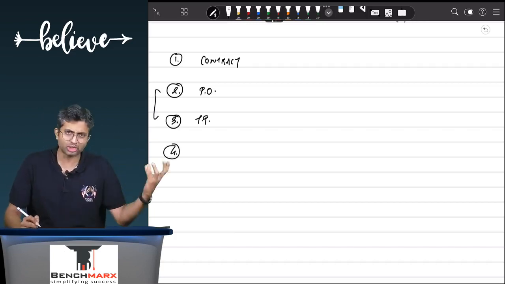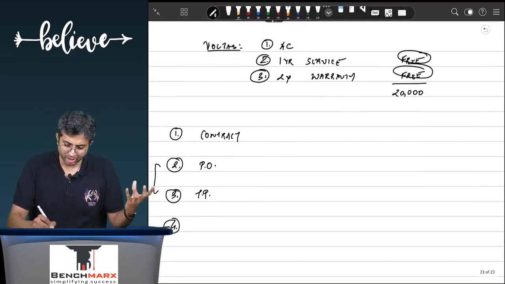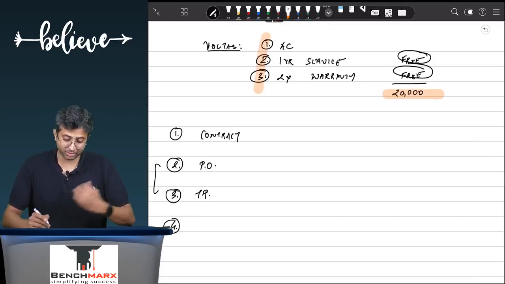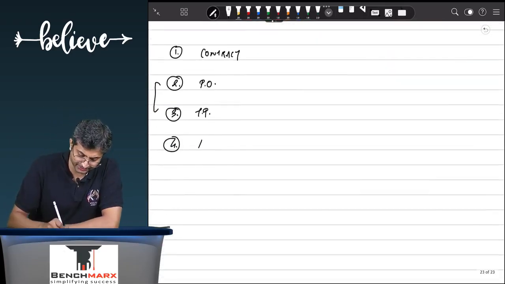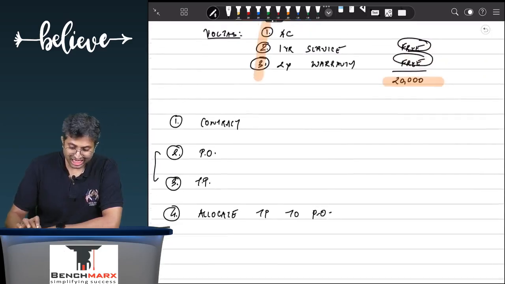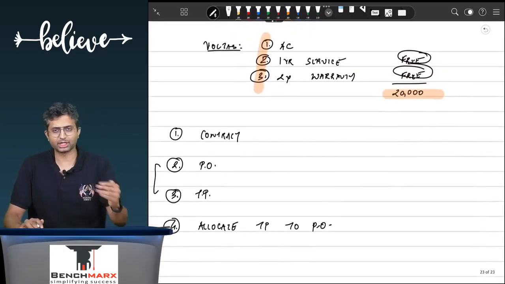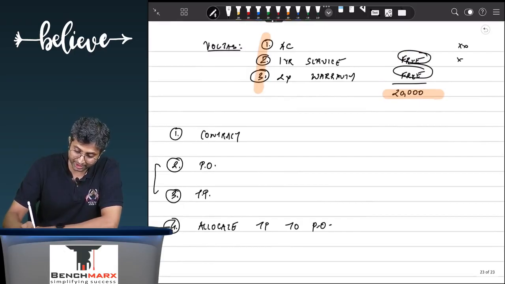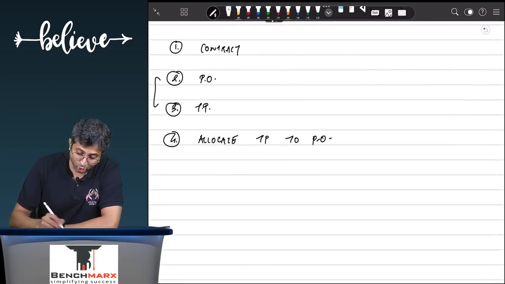Once you know the total transaction price, for example 20,000, and the total performance obligations, the 3 performance obligations, you will allocate the transaction price to the performance obligations. In which ratio? Well, typically in the ratio of the standalone prices, but we will study that. Now, once you find the 3 numbers attributable, you go to the last step, which involves recognition of revenue.